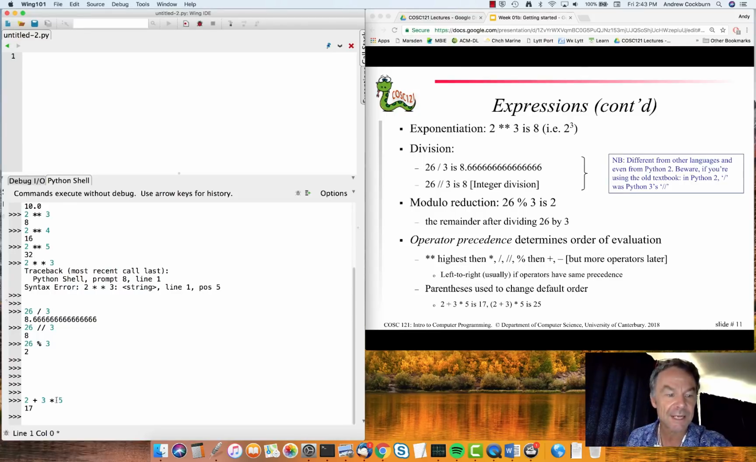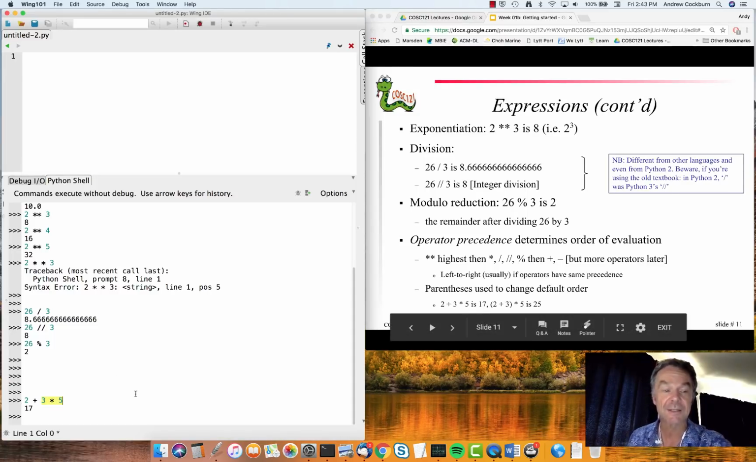Well, it gives us 17 because the multiplication operator has higher precedence than the addition operator. So 3 times 5 is computed first, giving 15, and then the lower precedence operator, the addition, is applied with a plus 2, which gives us 17. So 15 plus 2 is 17.